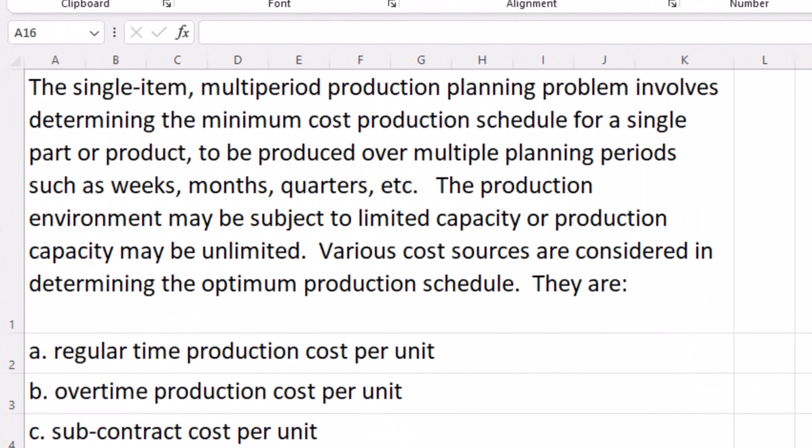A single item multi-period production planning problem involves determining the minimum cost production schedule for a single part or a product to be produced over multiple planning periods such as weeks, months, or quarters. The production environment may be subject to limited capacity or production capacity may be unlimited. Various cost structures or sources are considered in determining the optimum production schedule.